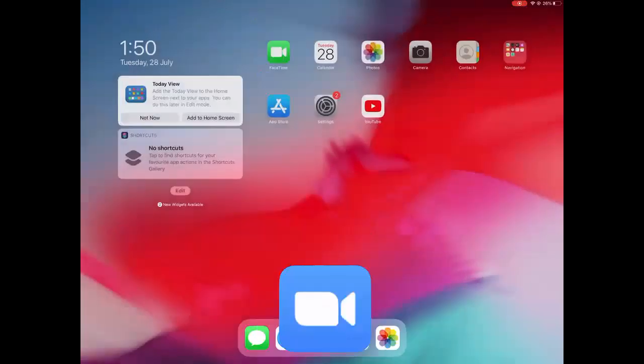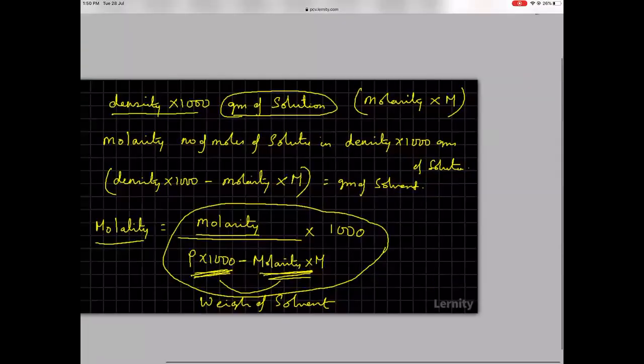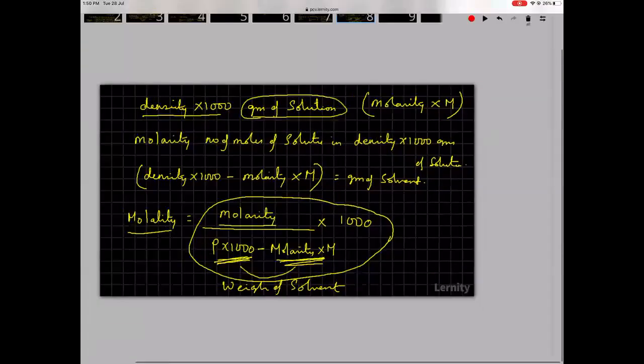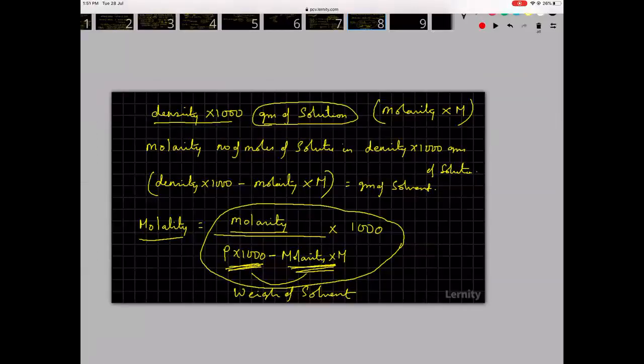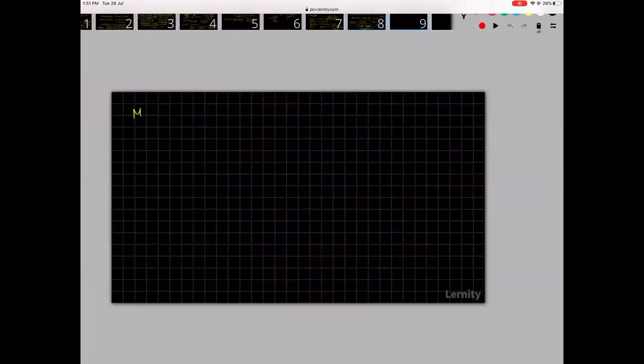These relationships cannot be memorized. These relationships are worked out by knowing the definition correctly. So the definition of molarity, all should be known correctly. So molality: moles of solute in 1000 grams of solvent.